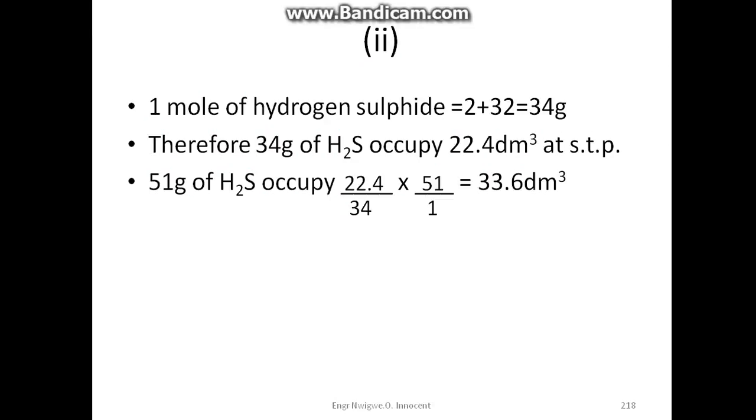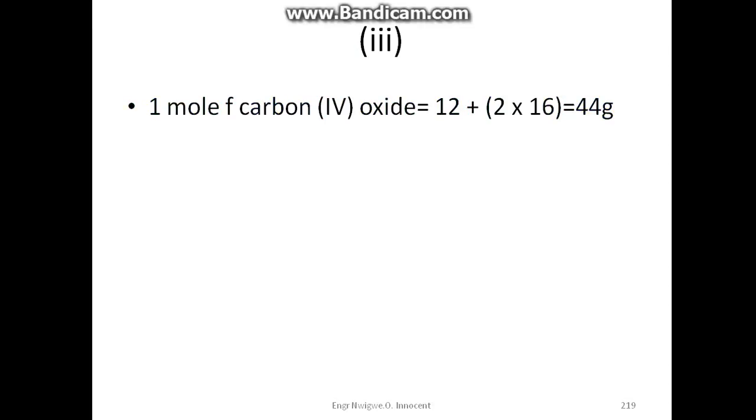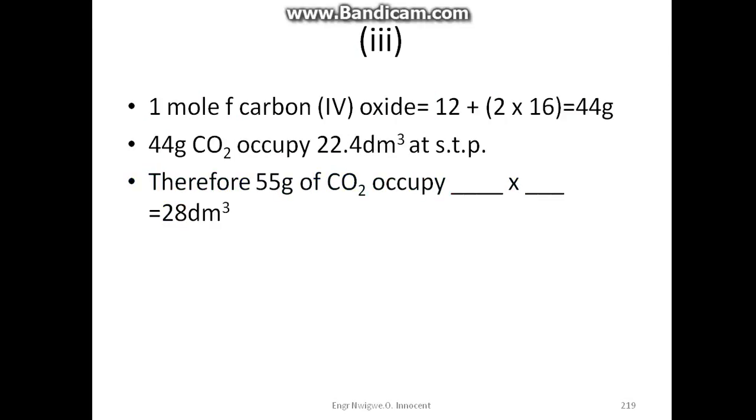For the 3, we have that 1 mole of carbon 4 oxide is equal to 12 plus 2 times 16 of oxygen, which will give us 44 gram. 44 gram of carbon 4 oxide occupy 22.4 dm cube at STP. Therefore, 55 gram of carbon 4 oxide occupy 22.4 divided by 44 times 55 over 1, which will give us 28 dm cube.